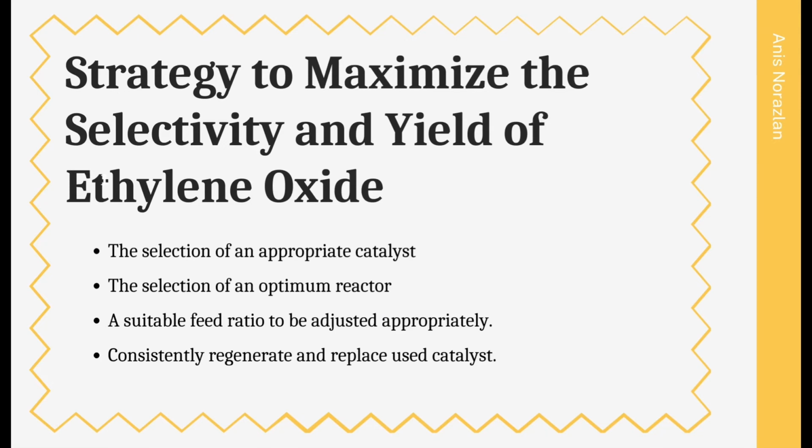For the strategy to maximize the selectivity and yield of EO, first of all, we need to select an appropriate catalyst. In this case, it's silver on alumina, and the selection of optimum reactor is also needed, which is pure plug flow reactor, and also a suitable feed ratio needs to be adjusted appropriately, and we need to consistently regenerate and replace the used catalyst.